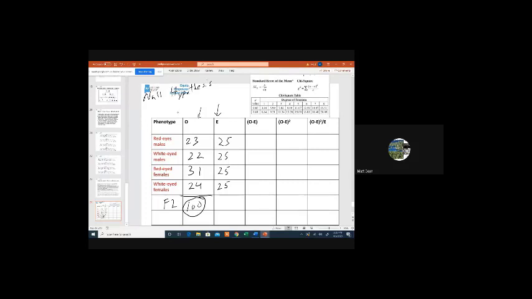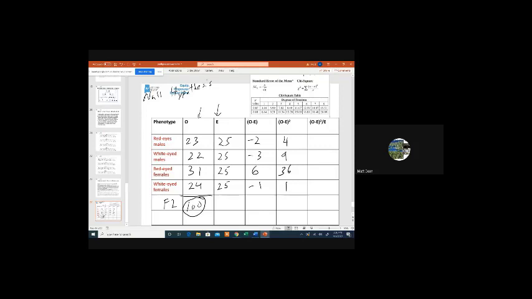From here on out, we just fill in the table. So 23 minus 25 to get O minus E. 22 minus 25 to get O minus E. 31 minus 25. And then 24 minus 25, like so. Next column says to square the previous column, O minus E squared. So -2 squared is +4. Don't forget, a negative times a negative is a positive. -3 squared is 9. 6 squared is 36. -1 squared is 1.